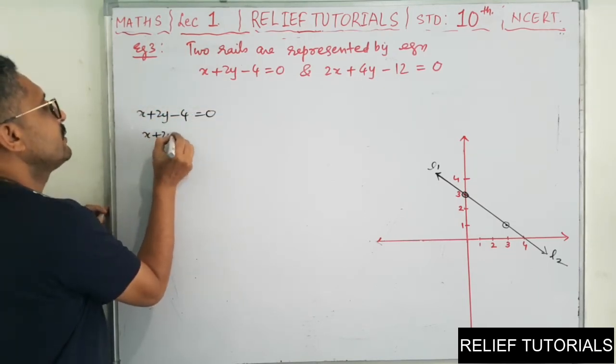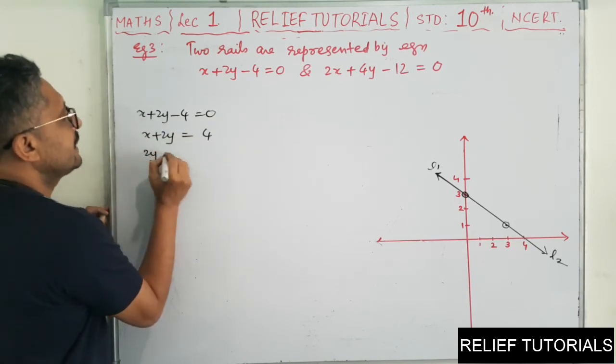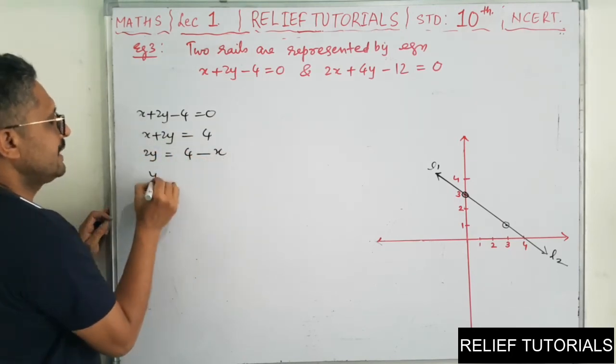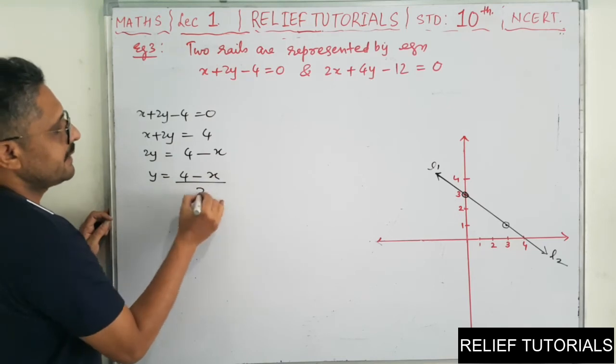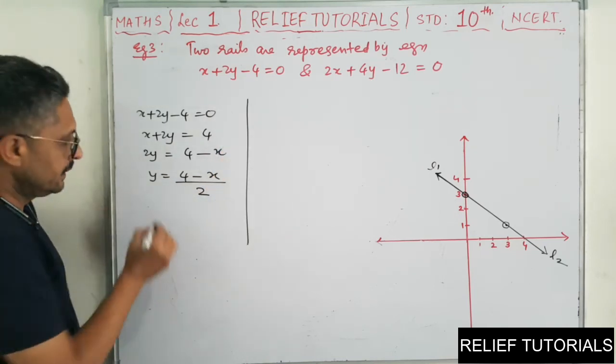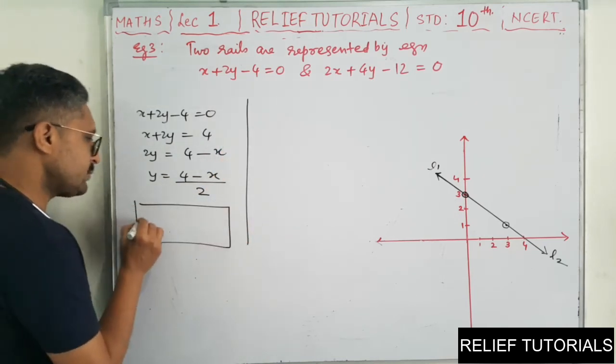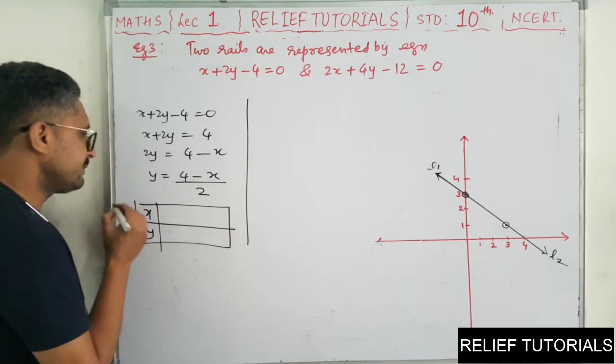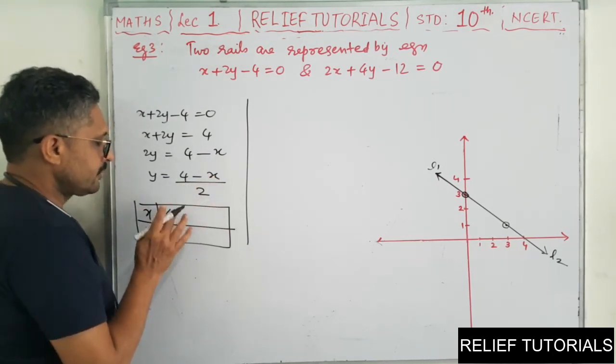So x plus 2y is equal to 4. 2y is equal to 4 minus x. y is equal to (4 minus x) by 2. Now, just 2 points are sufficient to draw a line. Now for x I will take 4 or 0, come on.